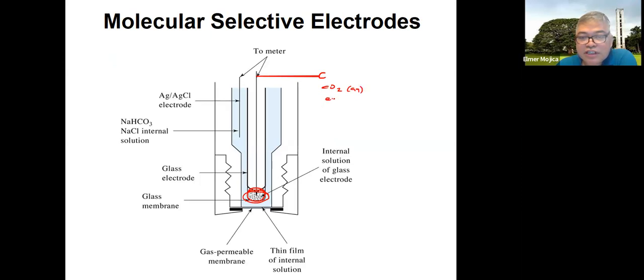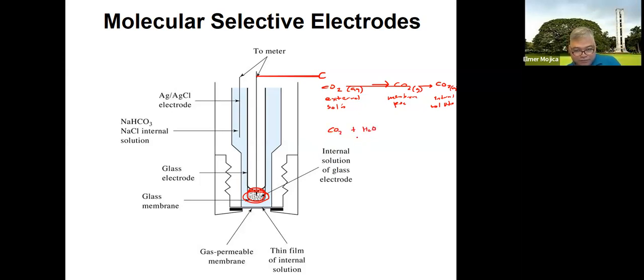So this is the external solution. And then what happened? CO2 that becomes gas, so this is the one in the membrane phase. And then you also have CO2 that is already aqueous, that is in the internal solution. So what can happen in the internal solution? What happens when your CO2 reacts with your water? Anyone?